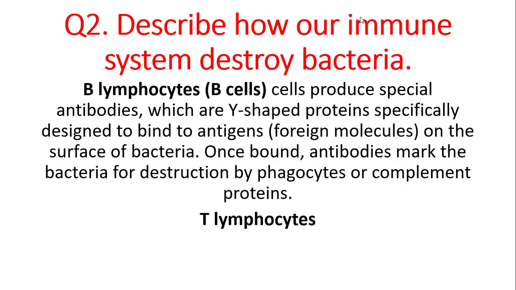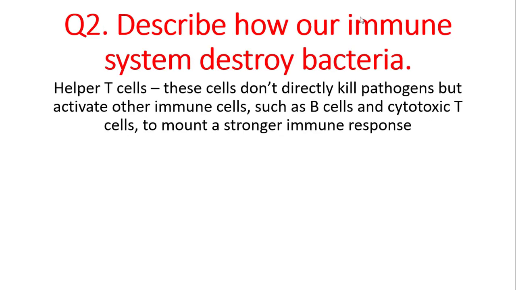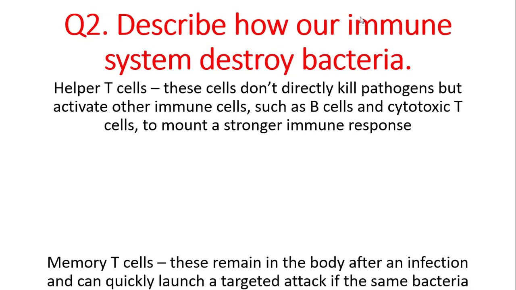What they do is to mark the bacteria for destruction by phagocytes, like the ones we looked at earlier. How does the T lymphocyte also work? There are different types. One is the cytotoxic T cells, which directly kill infected cells, or use the phagocytic means to counteract the bacteria. There are also helper T cells. These don't directly kill pathogens, but activate other immune cells such as B cells and cytotoxic T cells to mount a stronger immune response.